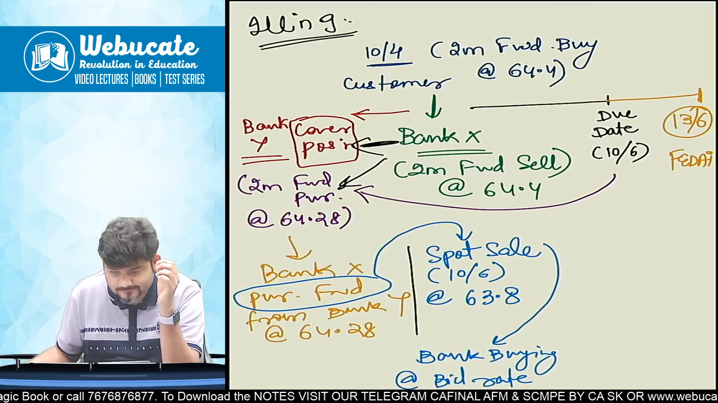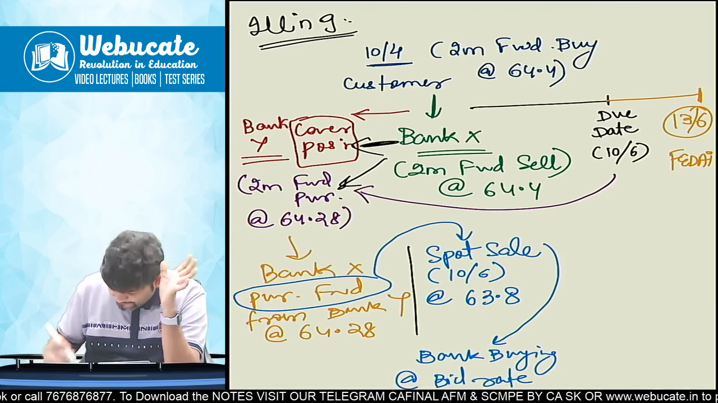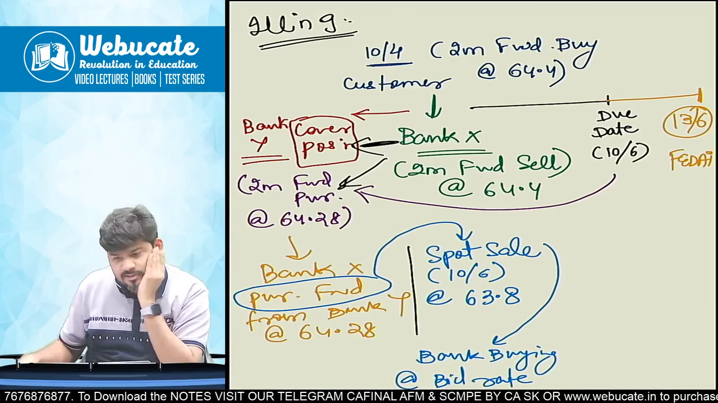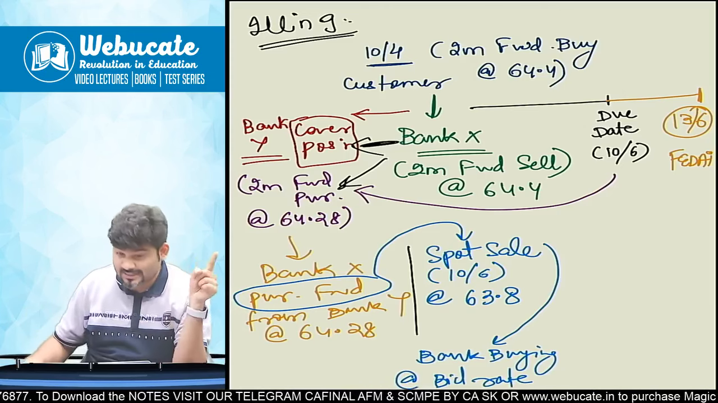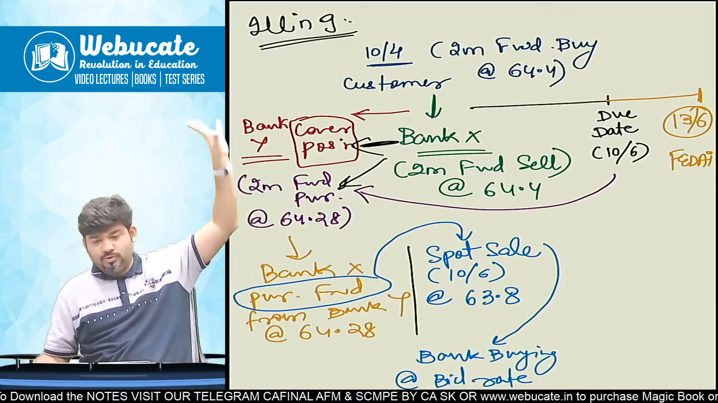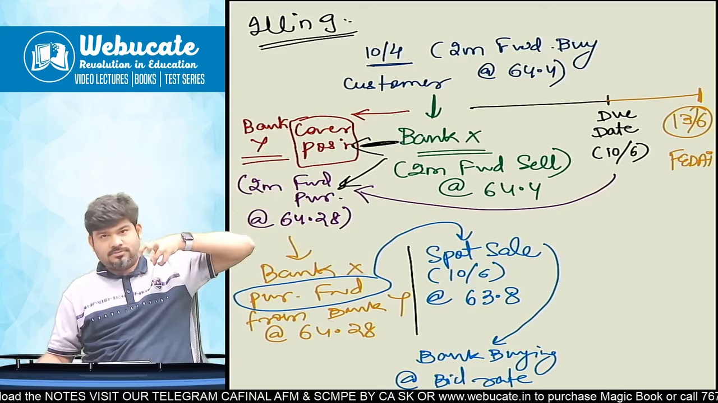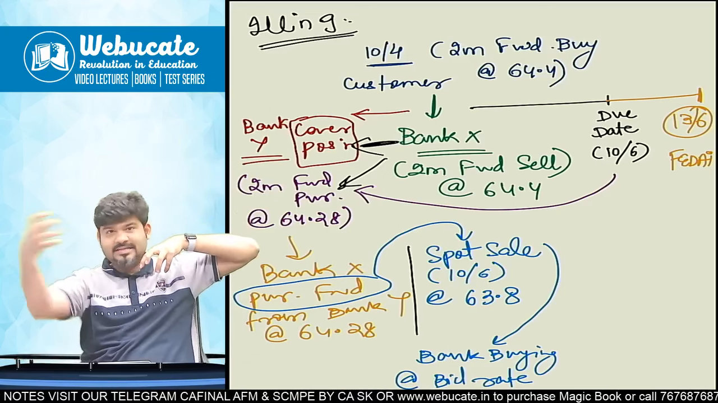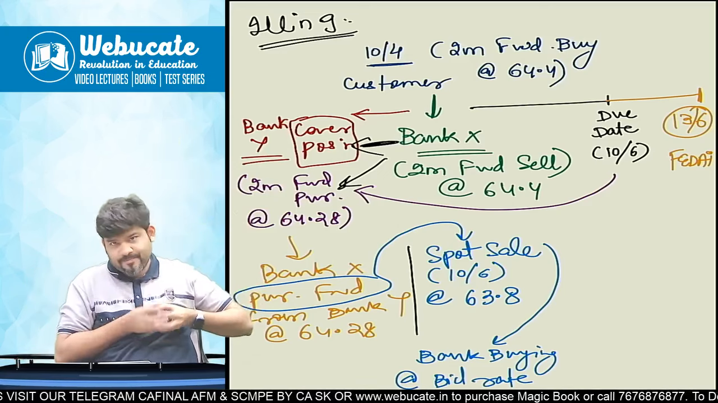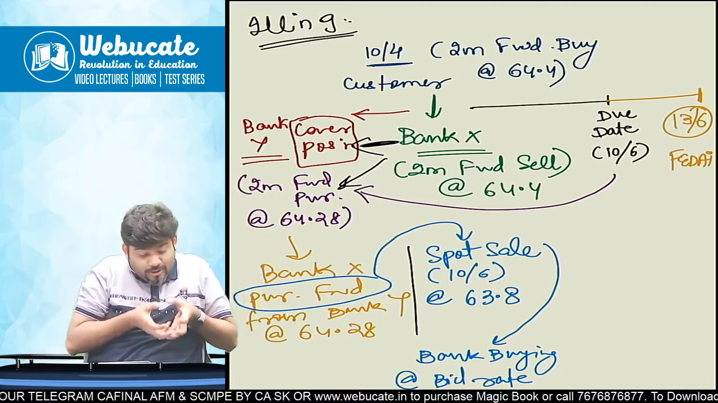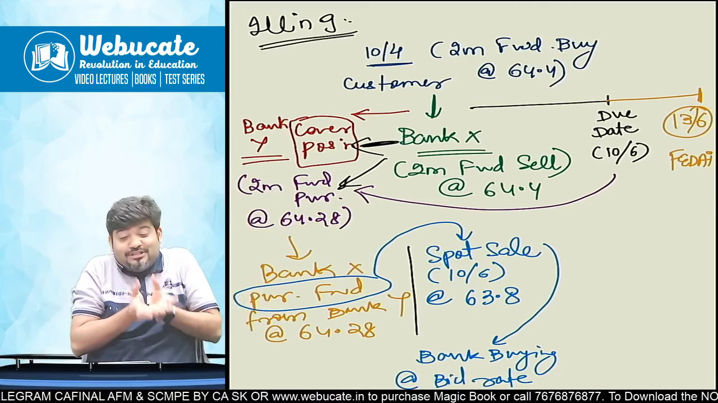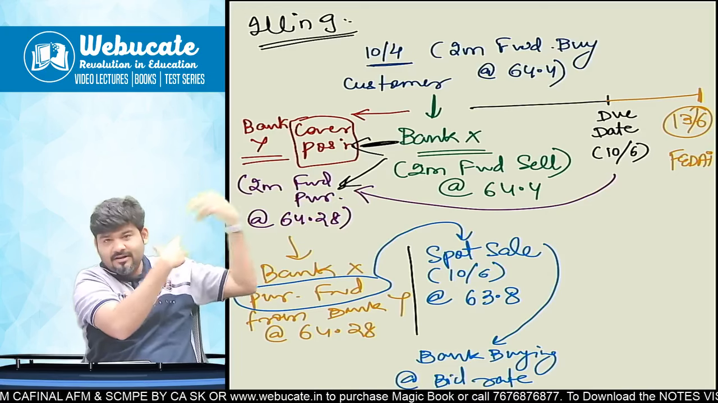Done. So spot sale is done, and the transaction with bank Y closes here. He sells to me, I purchase from him, and bank Y goes. Now what do I do with these dollars? $1 lakh is in my hand. I will spot sell. Done.